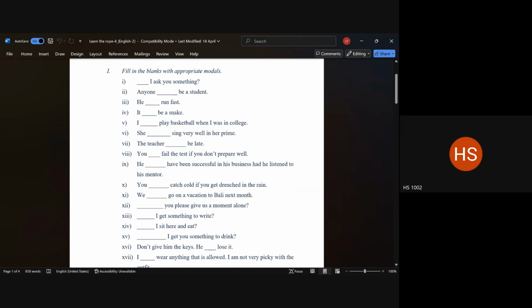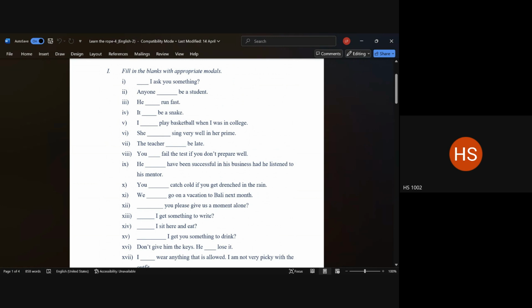What else? Ma'am, he can run fast. Ability. No, I'm talking about the second one only. What other answers can you have? Can is one answer, could is one answer. We can say may also, no? Anyone may be a student.